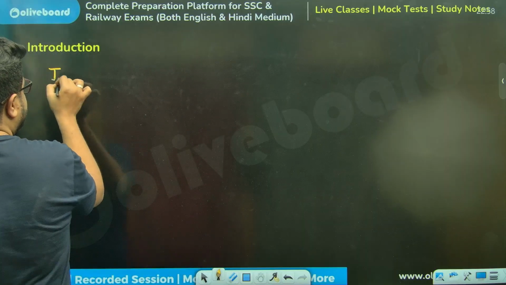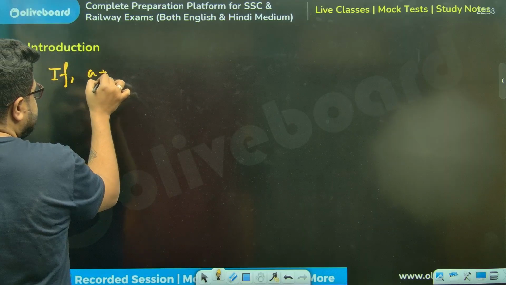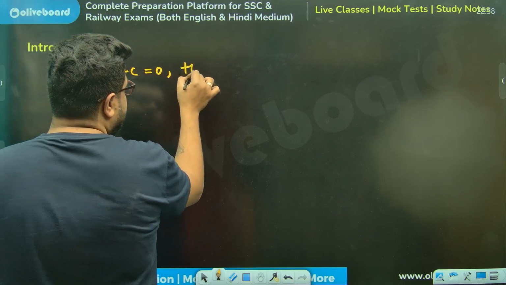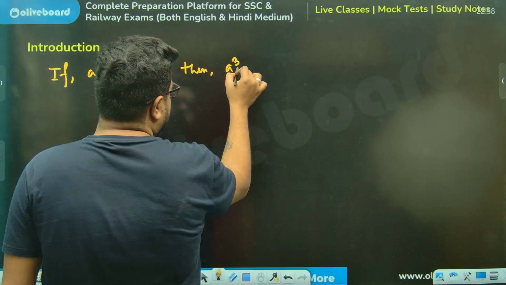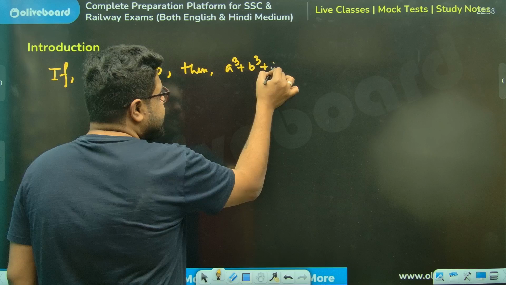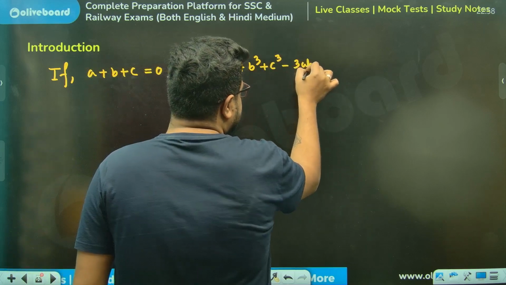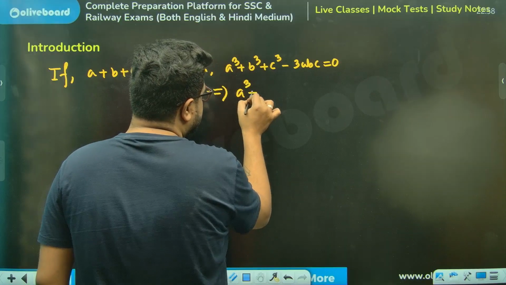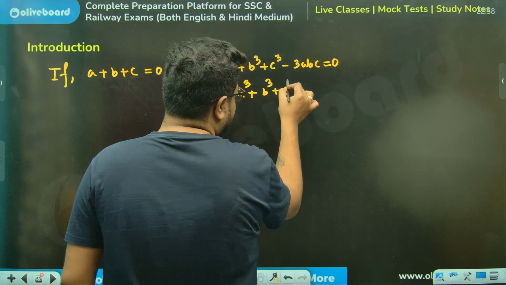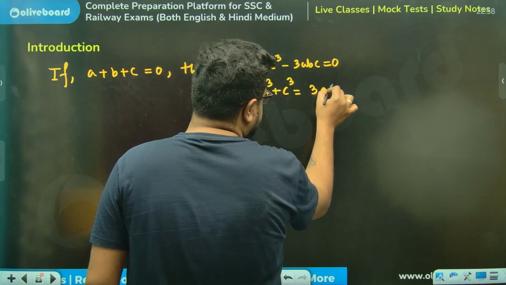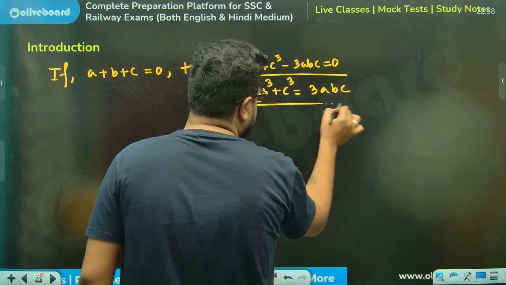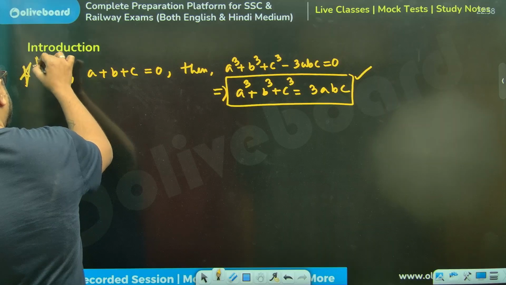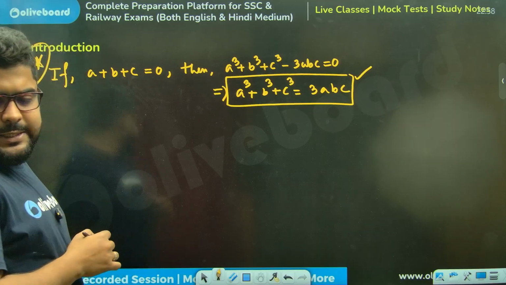The property is: if A plus B plus C is equal to 0, then A cube plus B cube plus C cube minus 3ABC is equal to 0, or A cube plus B cube plus C cube becomes thrice of A into B into C. And this is one property which we generally use. They ask you questions from this.